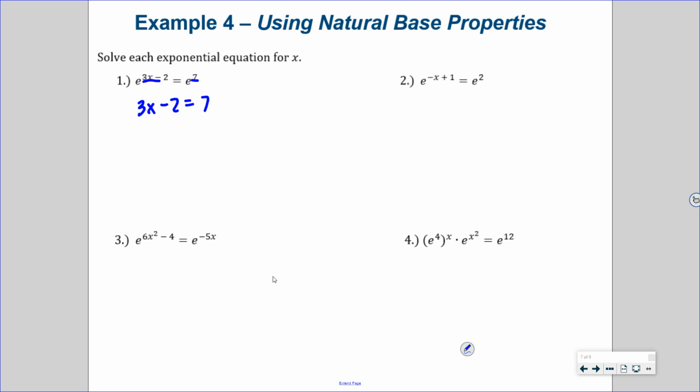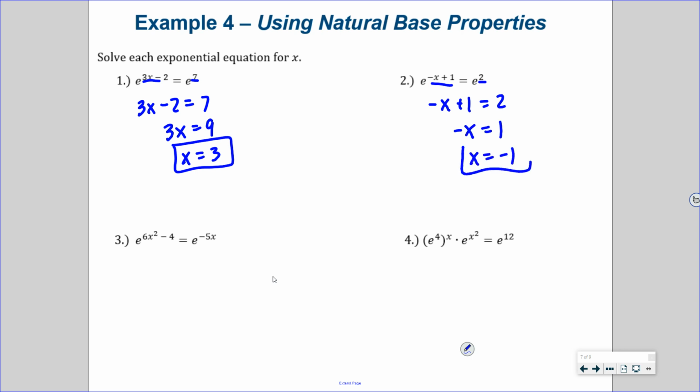Okay? So I have my natural base e on both sides. One is raised to 3x minus 2, one is raised to the 7. So obviously those would have to be the same, meaning x would have to be 3. And you could just set up a little equation and algebraically solve for that. Next one, very similar. The exponents have to be the same, meaning x would have to be -1.